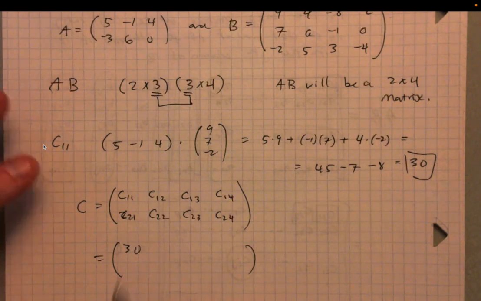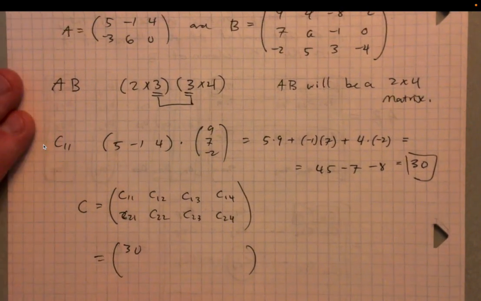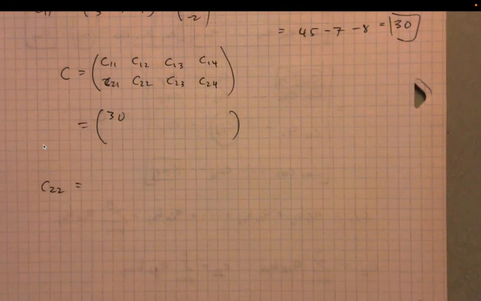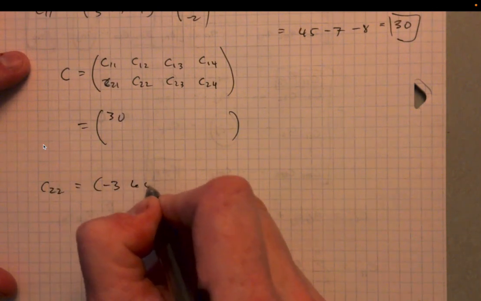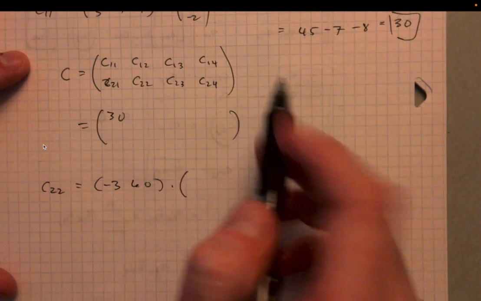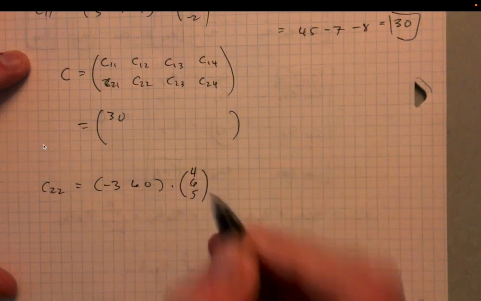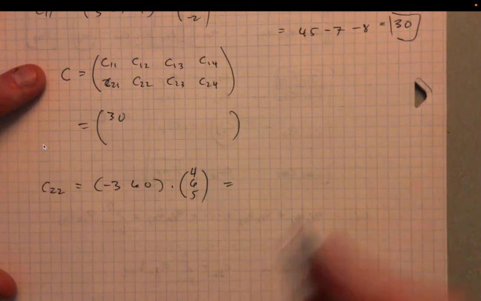Okay. What about the C22, for example? Okay, so C22 is going to be the dot product again. It's going to be the dot product of the second row of A and the second column of B. And so that is going to be -3, 6, 0 dotted with 4, 6, 5. Okay. And so when you do that work, you will see that C22 is equal to 24.